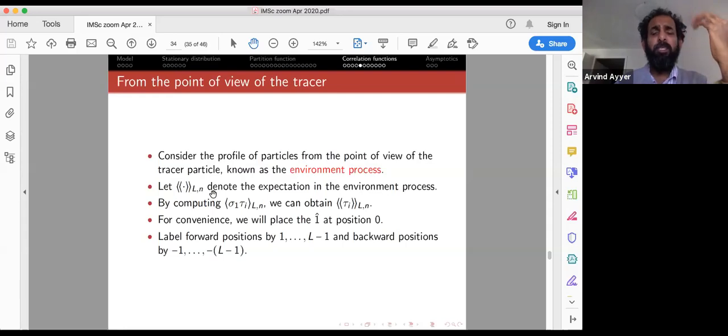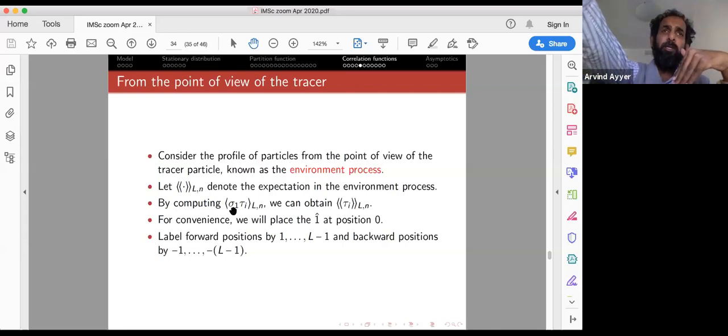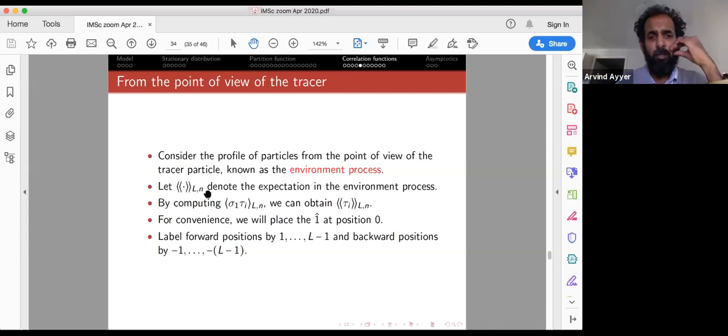And so to compute things like that, one needs to compute the joint probability of having, let's say, the tracer at site 1 and a regular particle at site I. So this is called a 2-point correlation. And by computing things like that, you can obtain the probability of having an ordinary particle I sites in front of the tracer, for example.